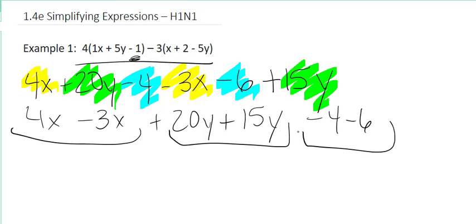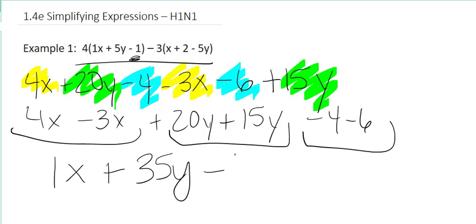4x minus 3x is equal to 1x. Then we add 20y plus 15y is 35y. Then, lastly, we go minus 4 minus 6, which is equal to negative 10, or minus 10. So now, we can leave the 1 in front of the x, or we can remove it. As you can see, each term has its own variable, and therefore we cannot add or subtract any further, so this is our solution.